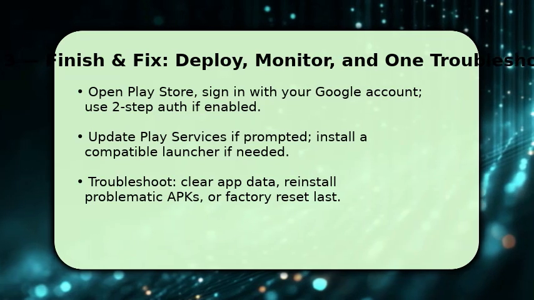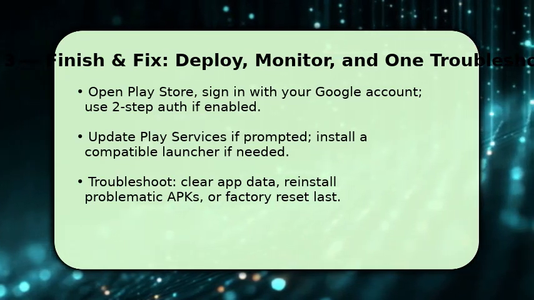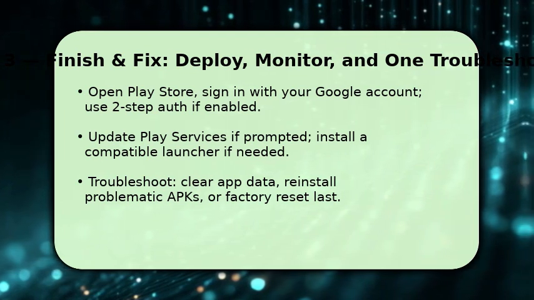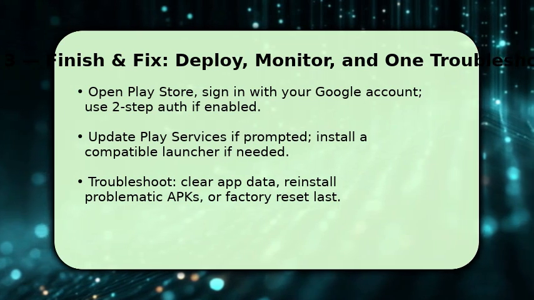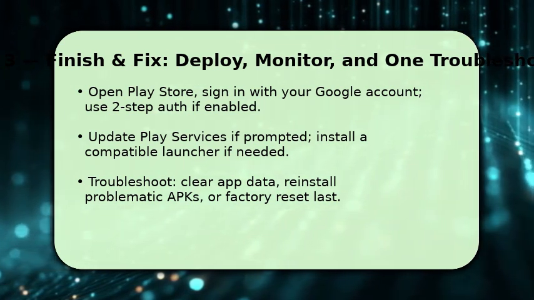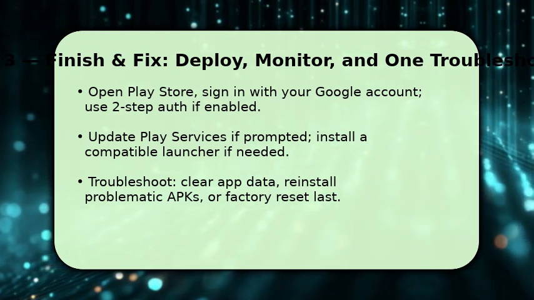Now open the Play Store and sign in with your Google account. If you use two-step authentication, complete verification on your phone or a browser. If the store prompts for Play Services updates, install them and consider adding a compatible launcher if the store icon is missing. This helps app shortcuts appear.